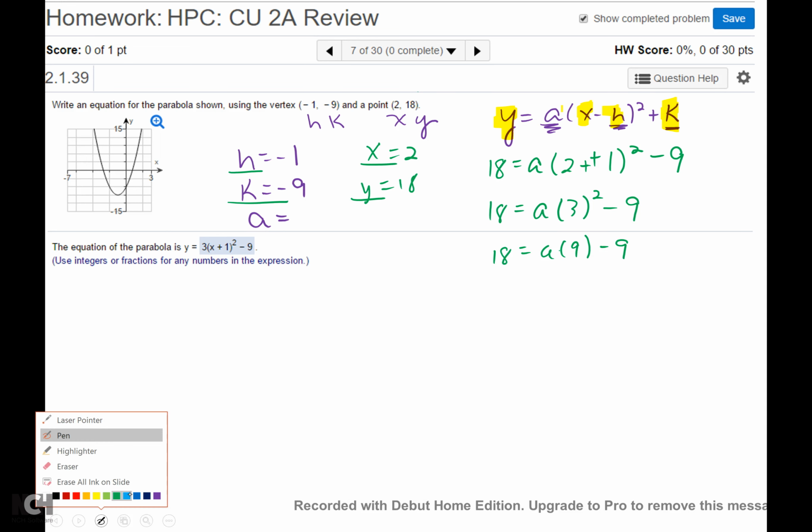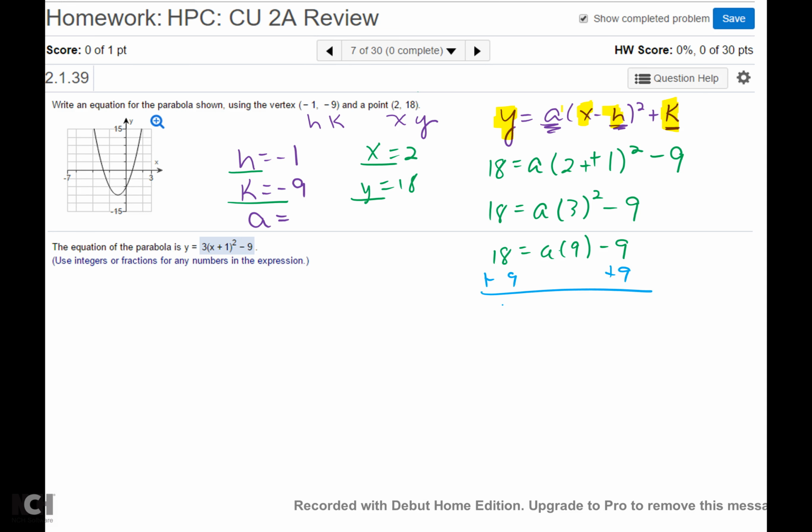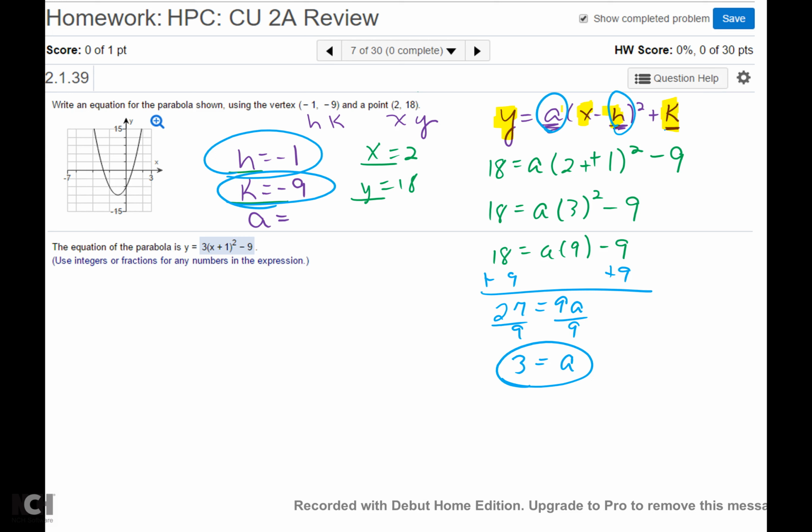Now if I solve this thing for a, I'm going to add 9. And I get 27 equals 9a. Divide by 9. And a equals 3. So now that I know an a, an h, and a k, I'm going to plug those 3 in to get my actual equation. So it's going to be y equals 3 parentheses x minus a negative 1 squared minus 9. The double negative turns positive, which is why they wrote x plus 1 squared. Okay?